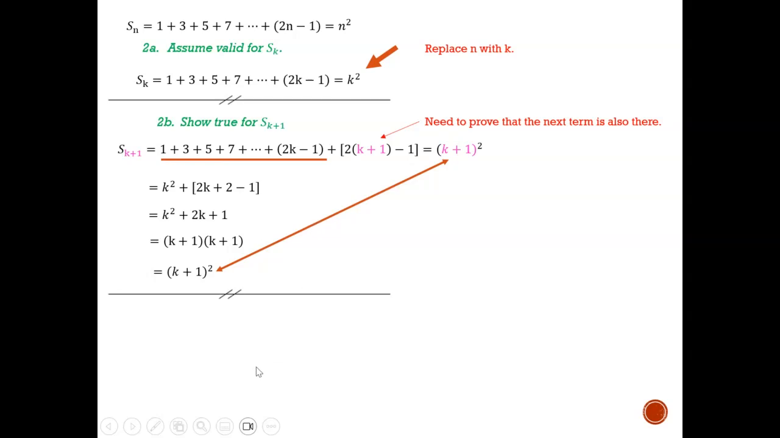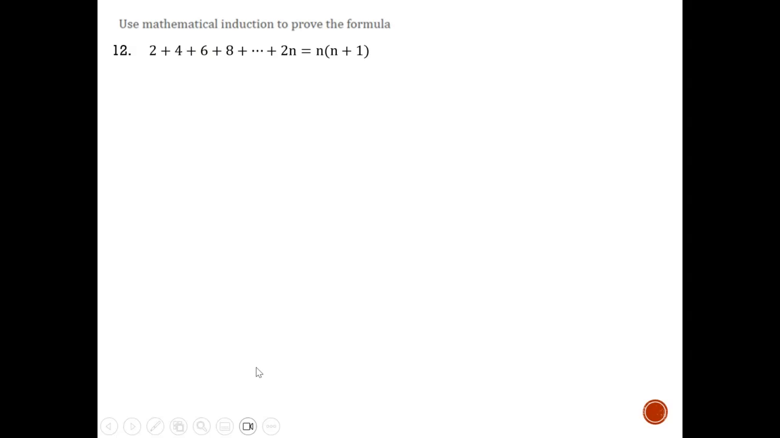Now let me do one more example. Let me do number 12. Here again, we have 2 plus 4 plus 6 plus 8 plus up to 2n equals n times n plus 1. Here we go. Again, the same 3 steps that we're going to do.